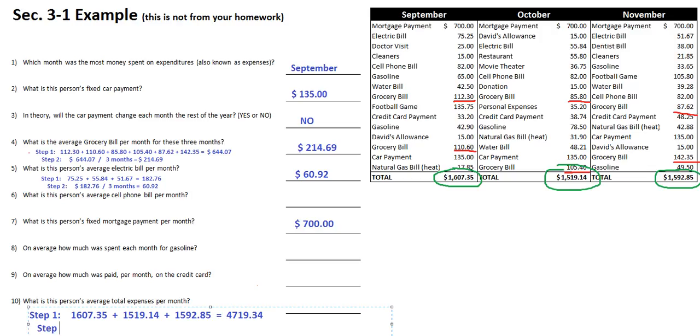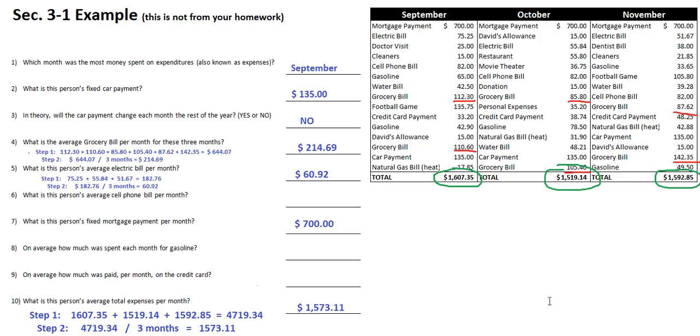But do not forget to do step 2. Step 2, you take that $4,719.34 and you divide it by 3 months. And then you can figure out approximately how much money you spend each month. So on average, this family spends $1,573.11 after you round it properly.